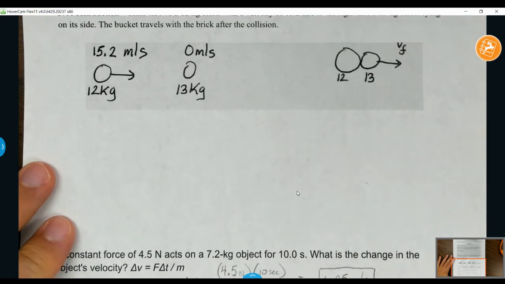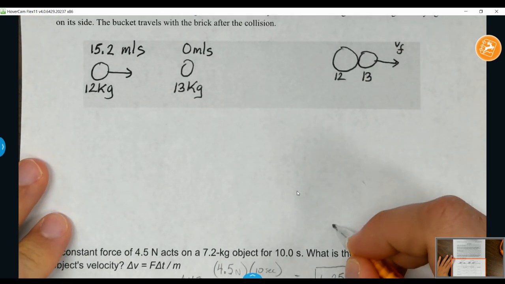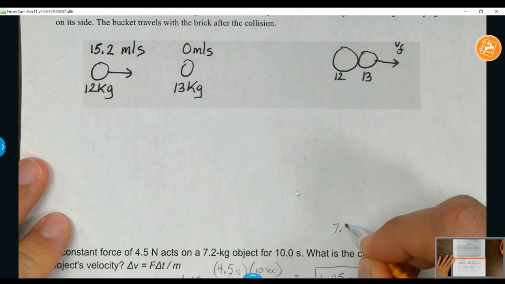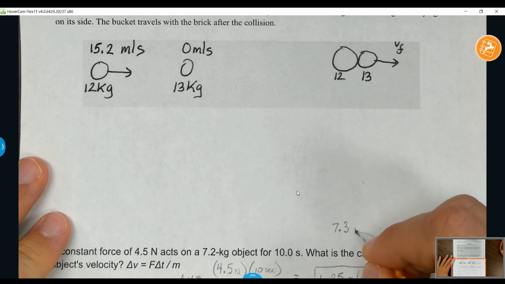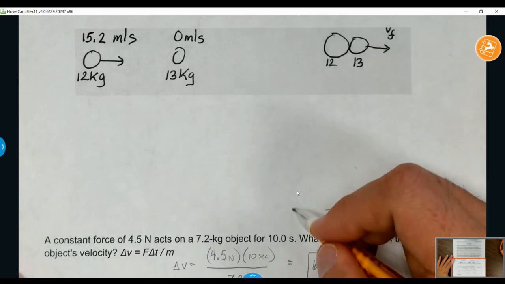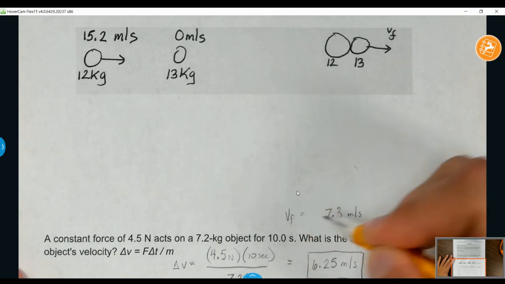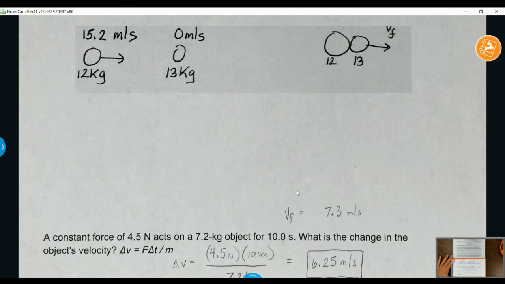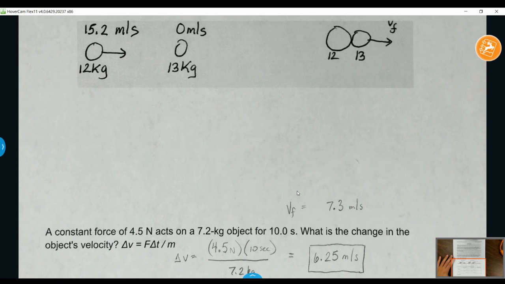Now the final answer to this guy, I'm not doing all the work right now, but should come out to be 7.3 meters per second as your VF. So make sure you get the work done to make sure you get that answer to match it up. Okay. So guys, that is going to be your test review.